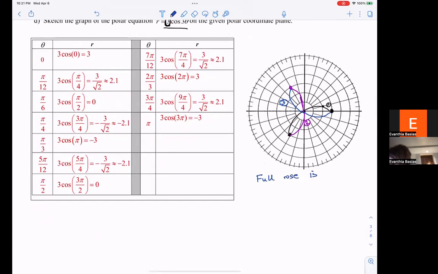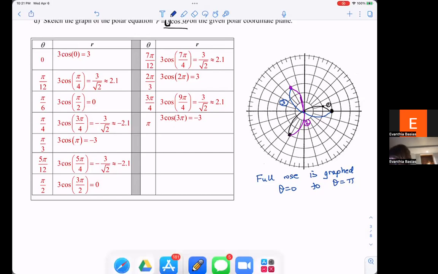And again, the full rose is graphed in the interval from theta equals 0 to theta equals pi. And then from pi to 2 pi, we outline the same thing again, 1, 2, 3. So let's just quickly see that on Desmos.